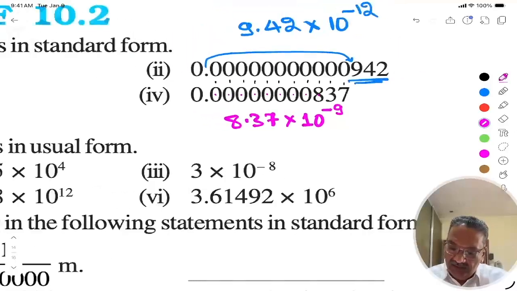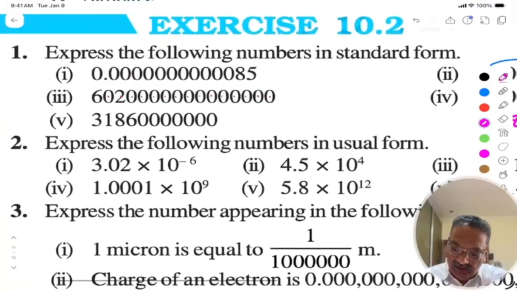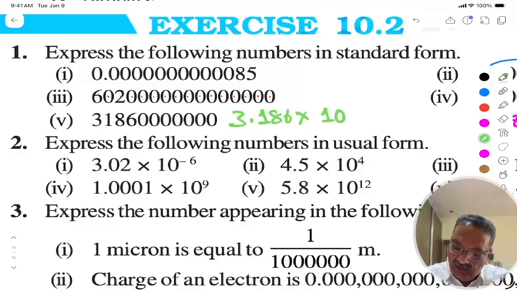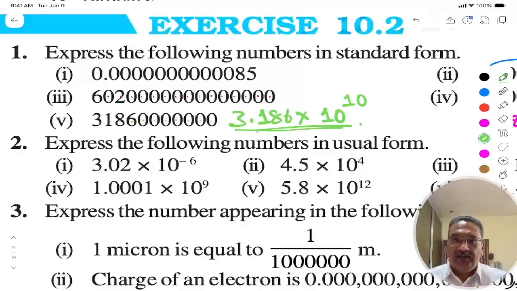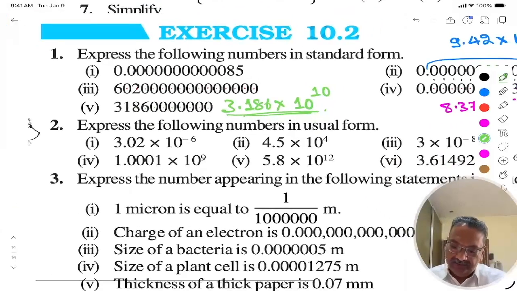Okay, similarly the last one, here we have to express this as 3186, that is 3.186 into 10 to the power of, how many places back have we come? 1 2 3 4 5 6 7 8 9 10. 10 to the power of 10. Okay, so this is how you do this.